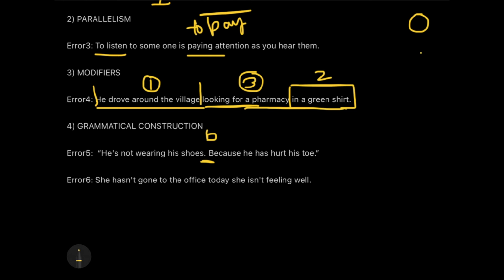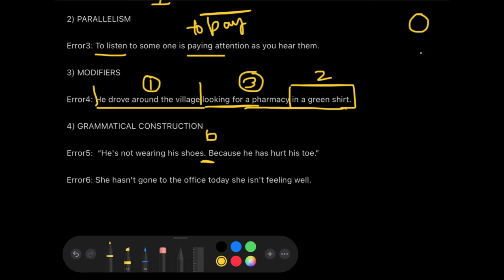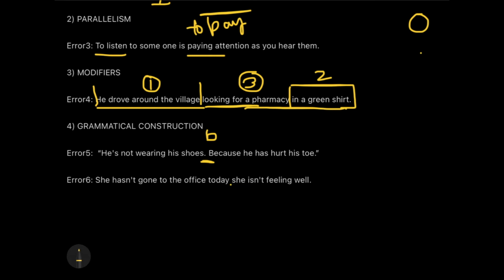She hasn't gone to the office today. She isn't feeling well. Trust me, most of you will actually feel that it's almost correct, but it is not. You should add, she hasn't gone to the office today, here we will have a colon. Okay, semicolon rather, not colon, semicolon. She isn't feeling well. Why are we adding this?